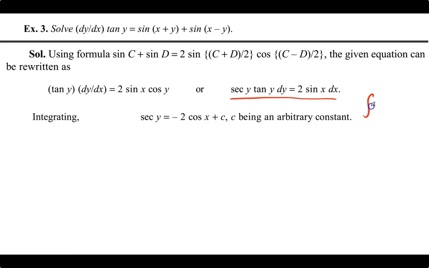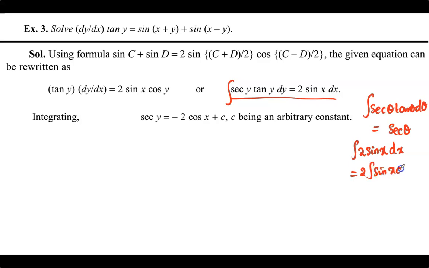We know that the integral of sec theta tan theta with respect to theta will be sec theta. So the integral of the LHS will be sec y, and the integral of the RHS, that is integral of 2 sin x dx, will be equal to 2 into integral of sin x, and that will be 2 into minus cos x, and then we write the constant of integration c. So this relation will be the required solution.